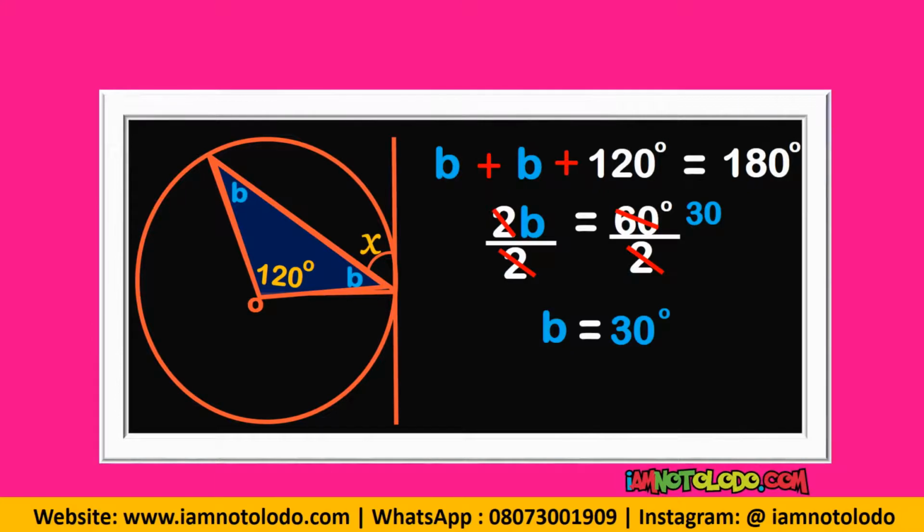Now that we found the value of b, you can see that we can easily find the value of x. Remember, the angle here is always 90 degrees. This is already 30 degrees. So x equals 90 degrees minus 30 degrees. This gives us 60 degrees. So the value of x is what? 60 degrees. So all you had to do was to calm down and think out of the box, okay?